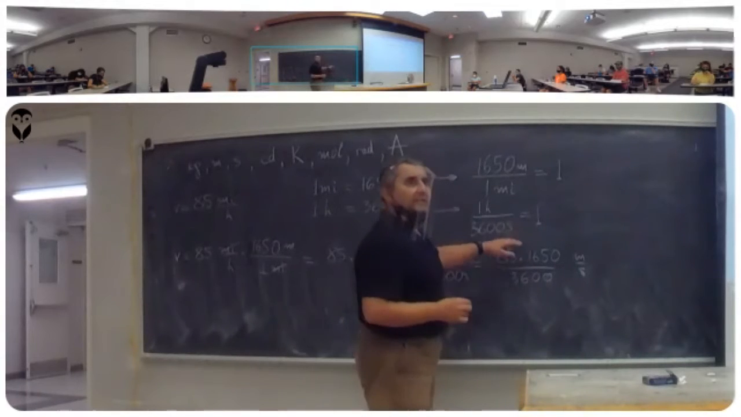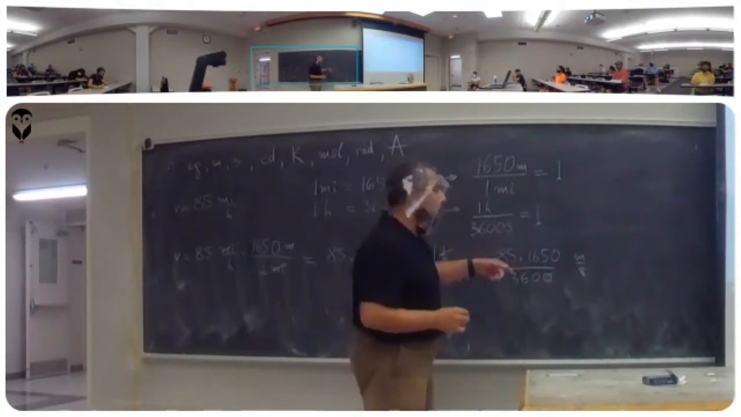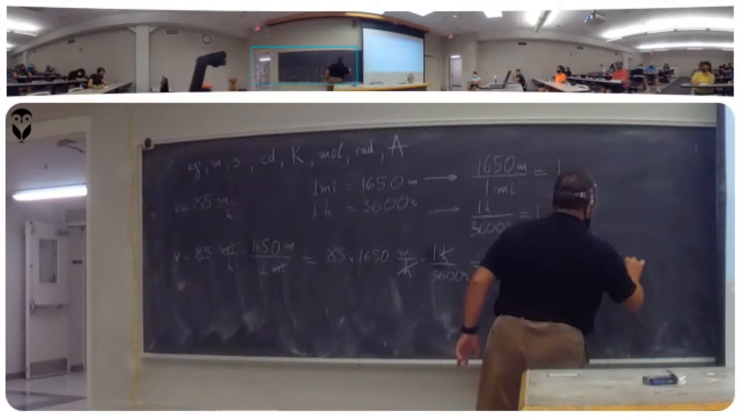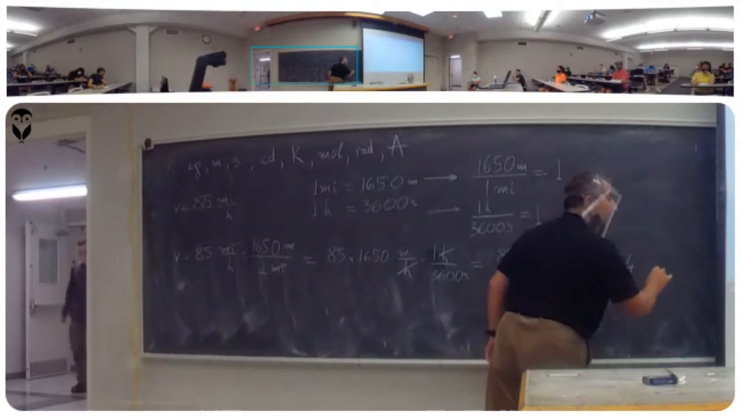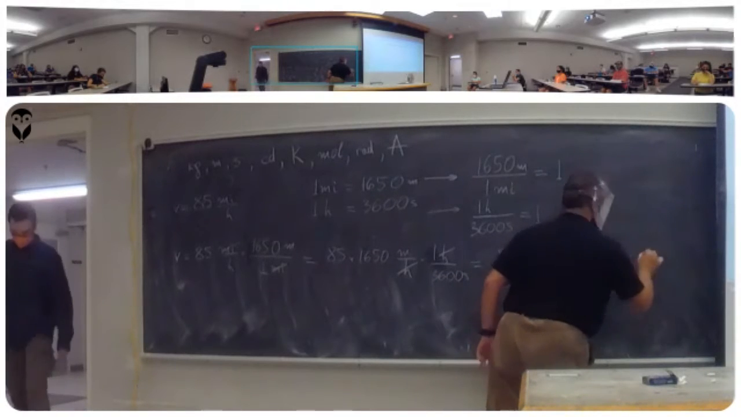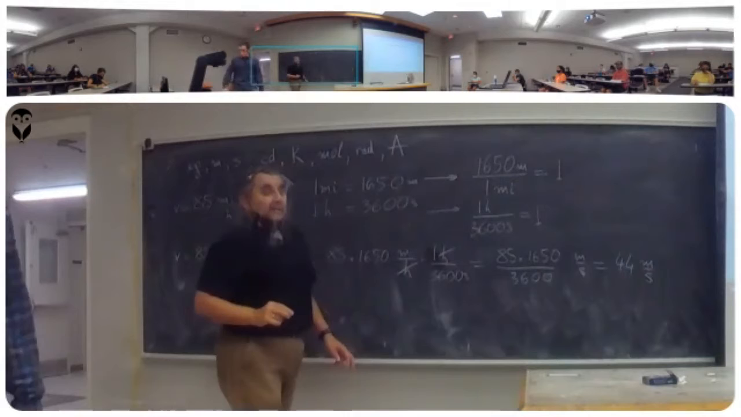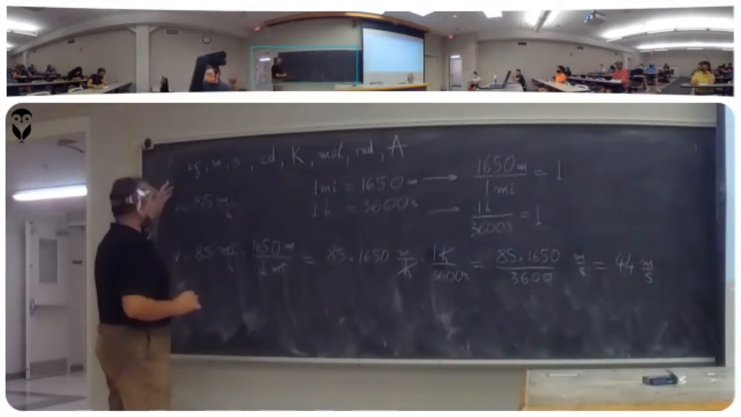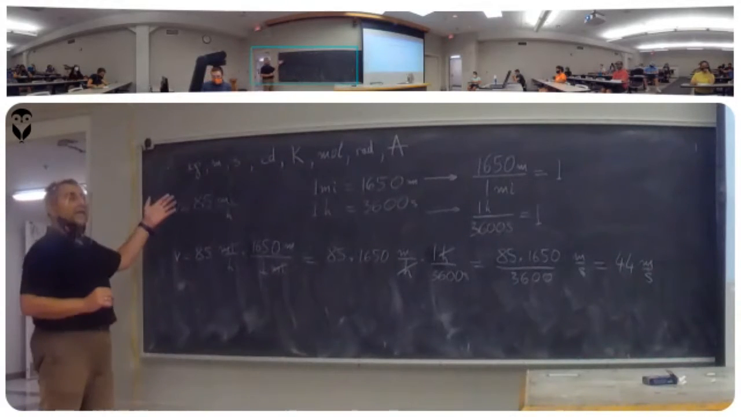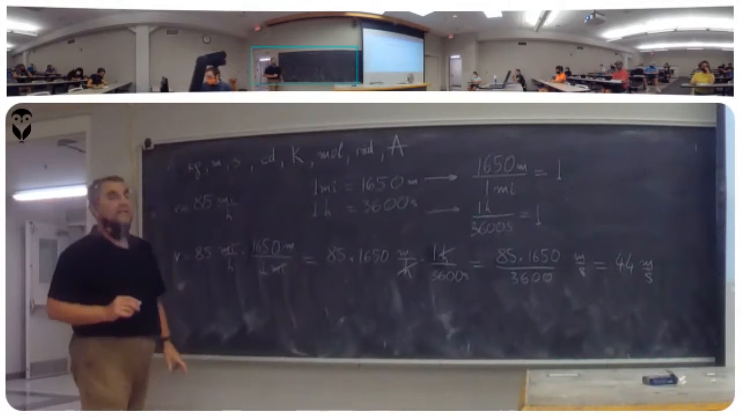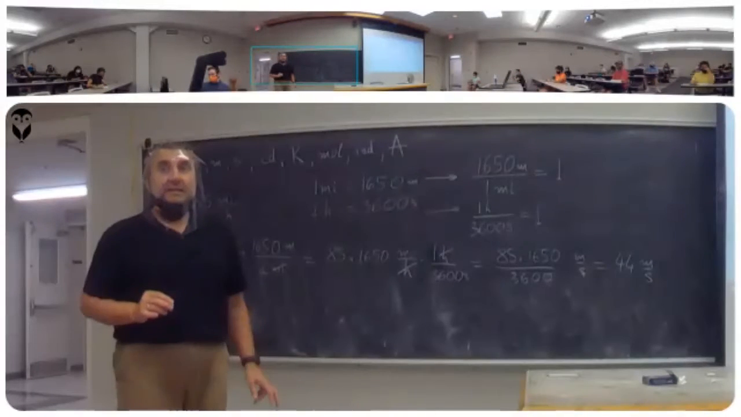So use your calculator, do the multiplication and division. The answer is going to be something close to 44 meters per second. In other words, conversion of 85 miles per hour is 44 meters per second.